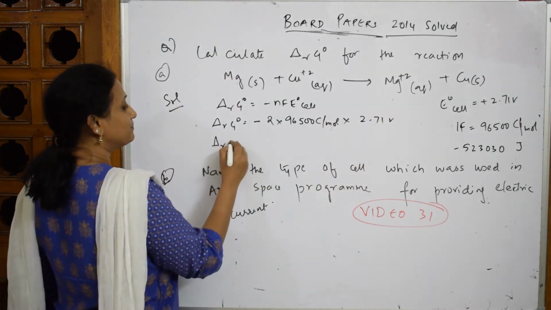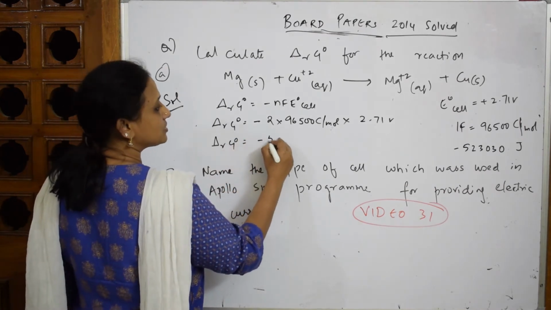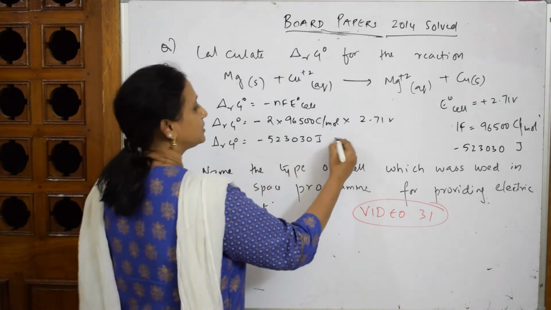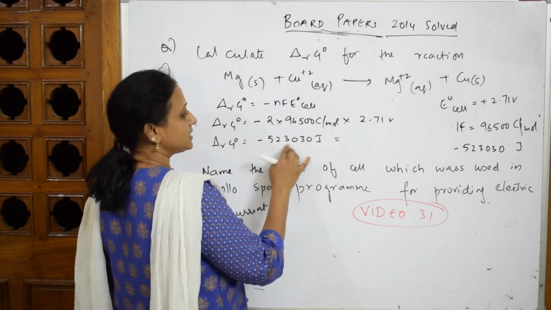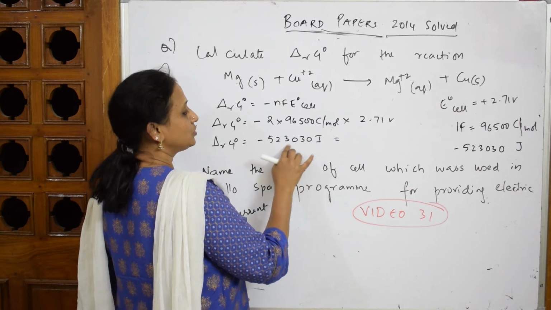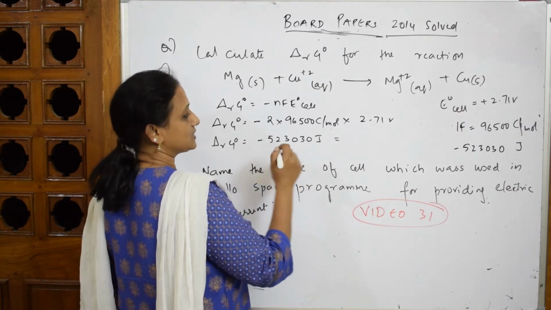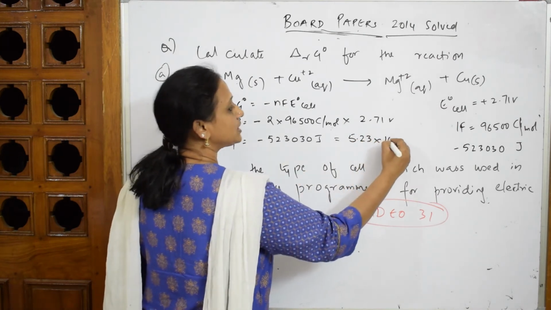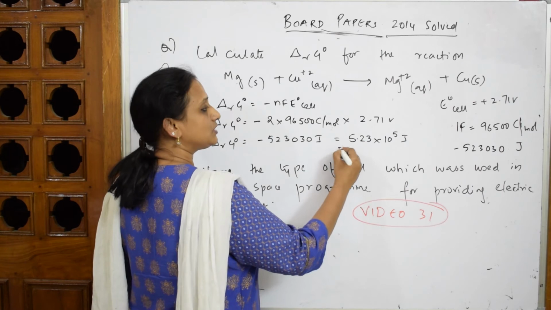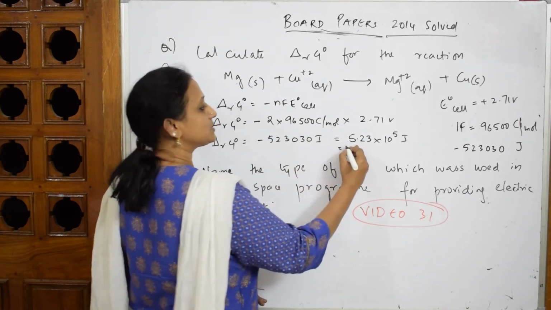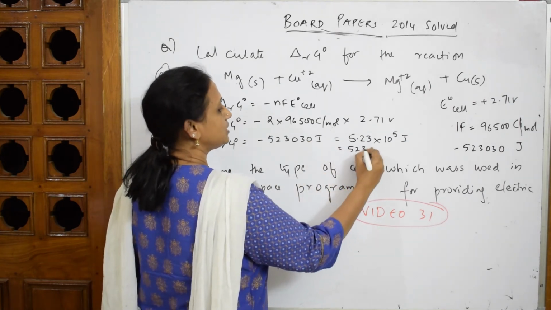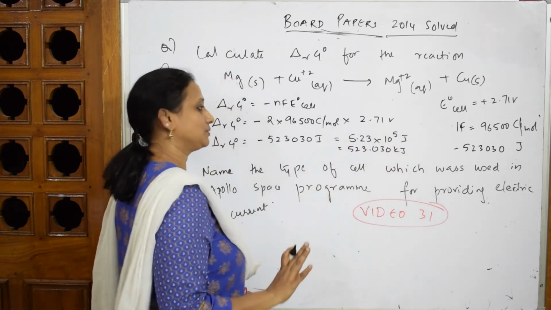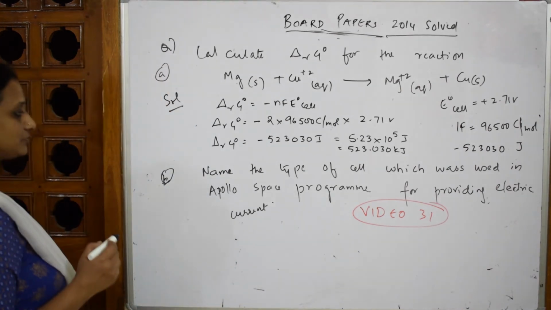So when I multiply, I get an answer of minus 523030 joules. Simplify it further. Now if I have to simplify, I'm shifting the decimal 1, 2, 3, 4, 5 places. Let us write 5.23 into 10 raised to the power 5 joules. Further, if I have to convert to kilojoules, simple, isn't it? It is minus 523.030 kilojoule per mole. So this is your answer for Gibbs free energy.